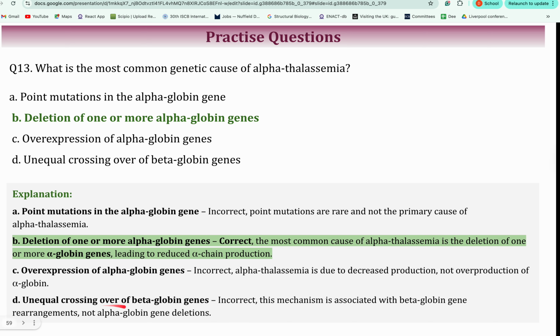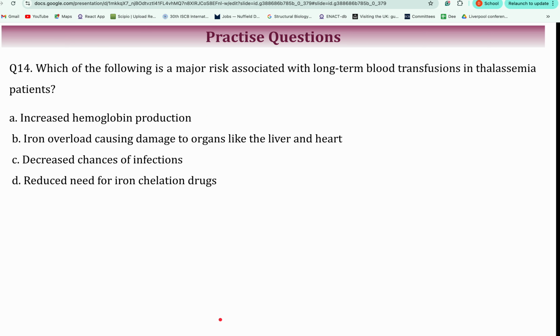Last option was unequal crossing over of beta globin genes. So this is also incorrect because this mechanism is associated with beta globin gene rearrangements and not alpha globin gene deletions. So let's move to next question.